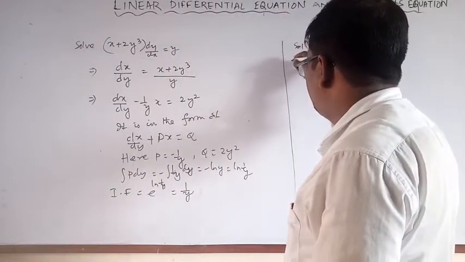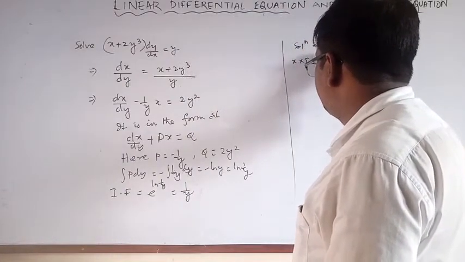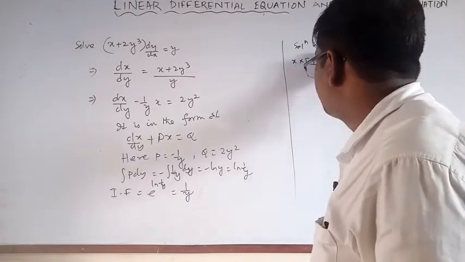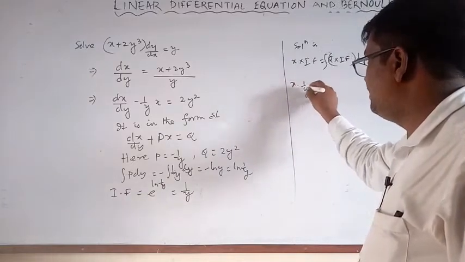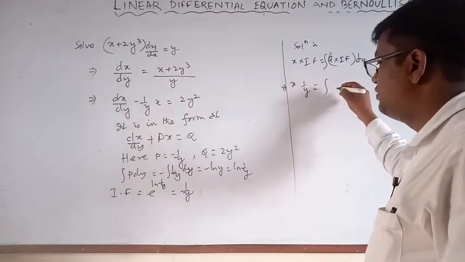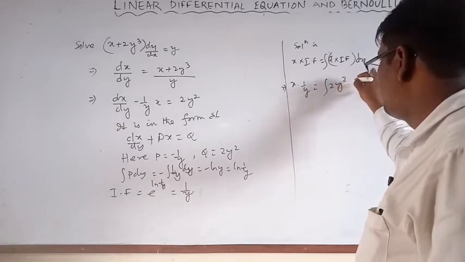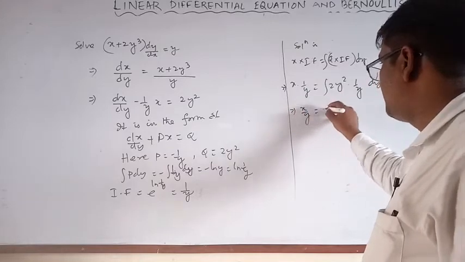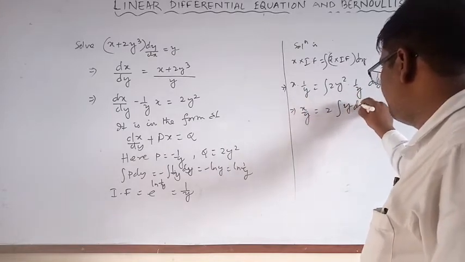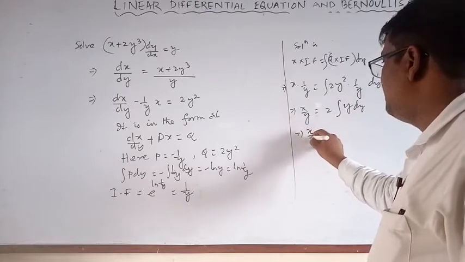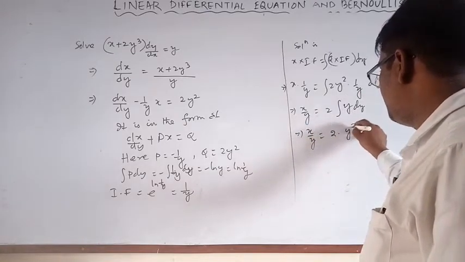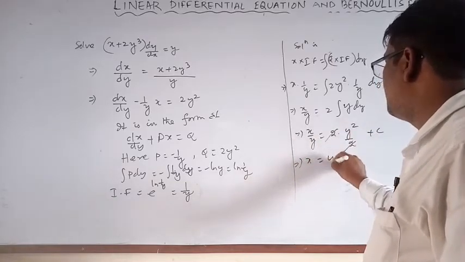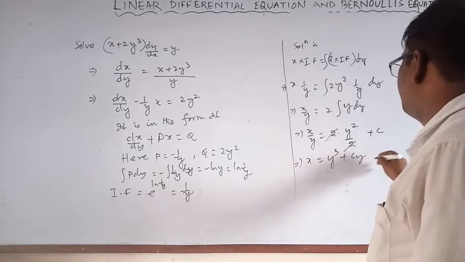Solution is x into 1 by y, and this is q means what? 2y square into 1 by y dy. That is x by y is equal to 2 into integration y dy. So x by y is equal to 2 into y square by 2 plus c. So this goes cancel, that is x is equal to y cube plus cy. This is the answer.